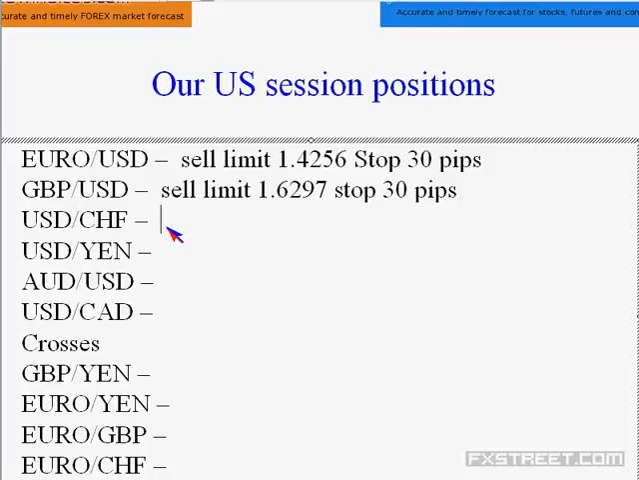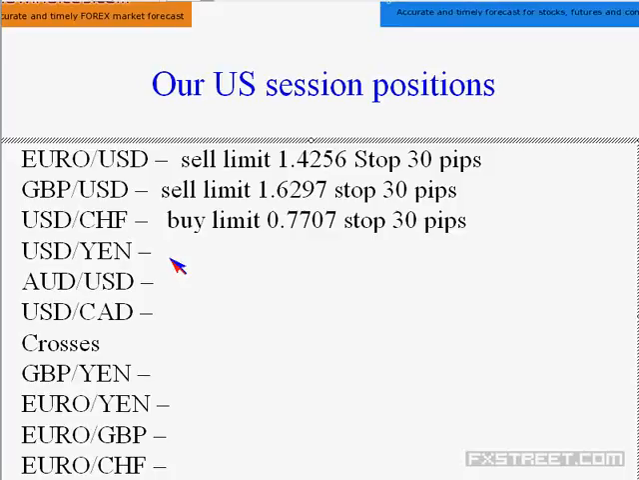Then USD CHF, 0.7708 to 0.7711. As I explained, the psychological level is 0.77, and they made a downward move during the European session, going below that to 0.7683. But now during the US session, they are not making a dip. So we'll try to keep a buy limit and a stop of 30 pips.